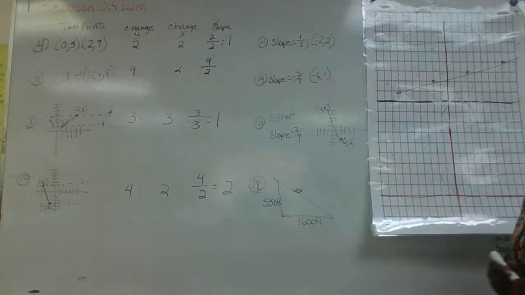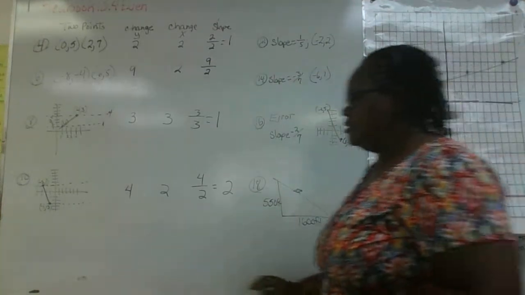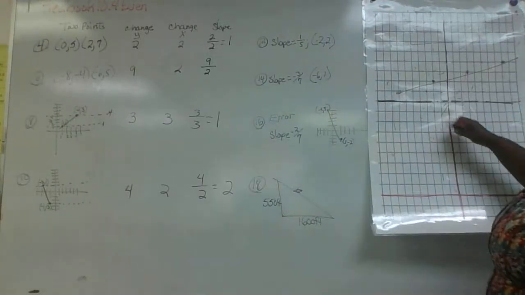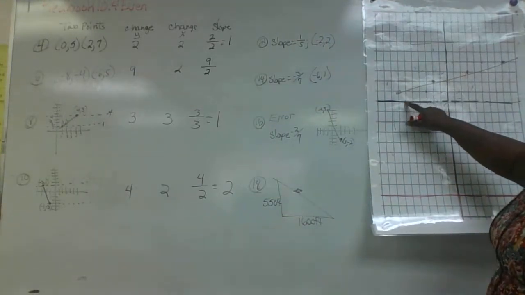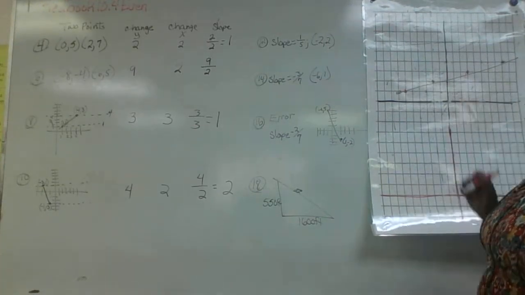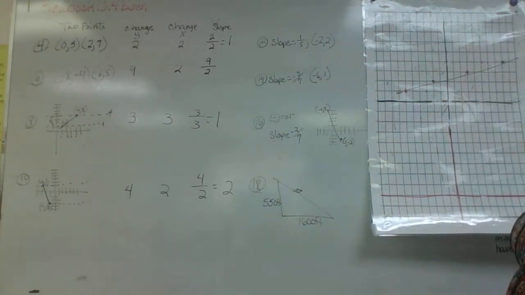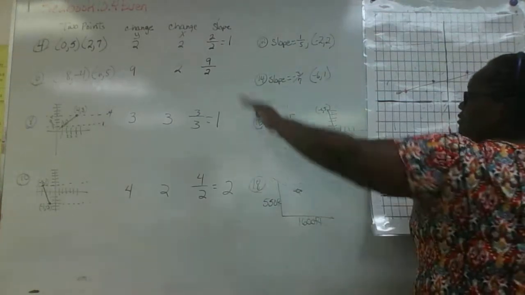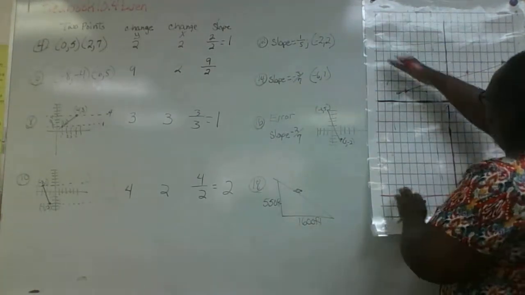We're going to use red. Okay, on number 14, we have our coordinates negative 6, 1, and the slope of the line is negative 3 over 7. So our line is going to go like this.